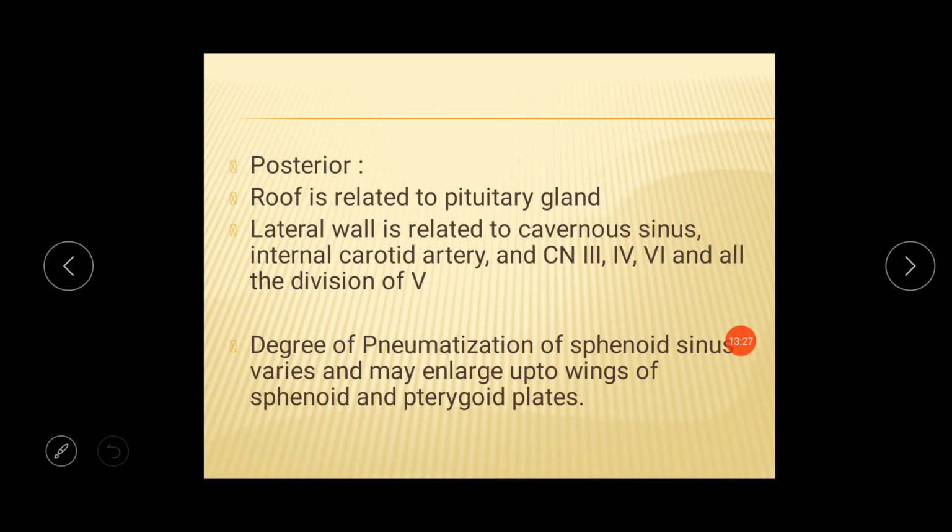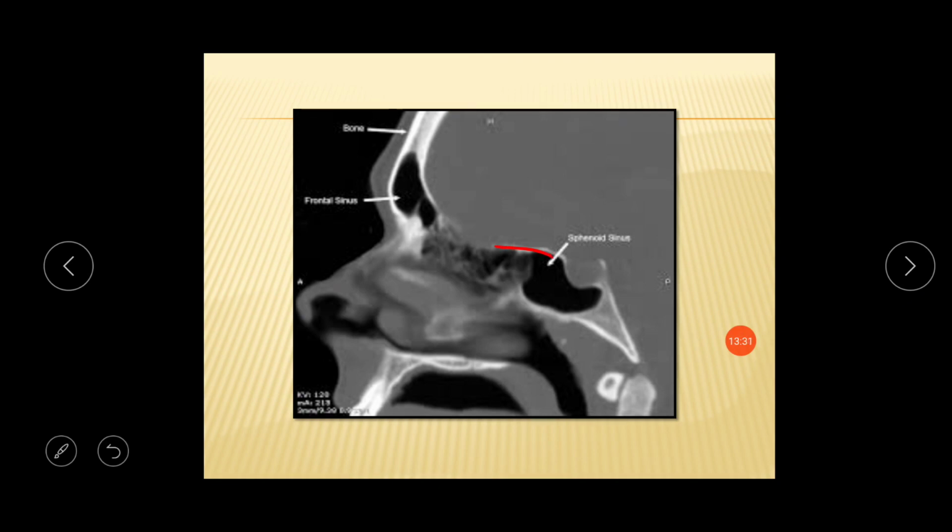Posterior relations: the roof is related to the pituitary. Here you can see in the posterior part of the sphenoid sinus, over the roof of the sphenoid sinus, the sella turcica and pituitary gland are situated. So whenever a pituitary adenoma is present in a patient, we can remove it from this extended approach, through the sphenoid sinus approach.